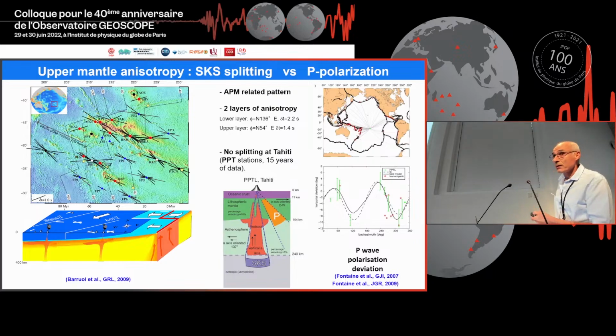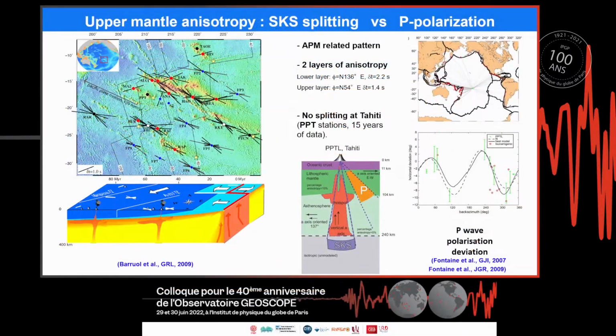One lower layer induced by the anisotropy presently flowing beneath the moving plate, and another layer corresponding to the frozen structure within the lithosphere corresponding to the paleo-spreading direction. Surprisingly, we did not succeed in finding any splitting direction at the station PPT, despite the 15 years of data that we analyzed at that time.